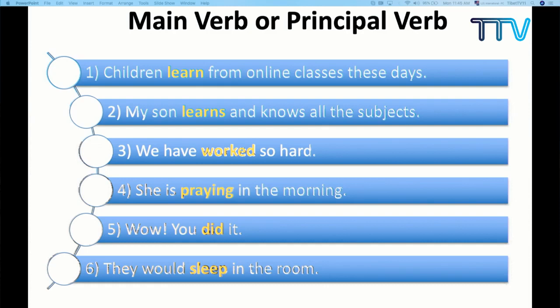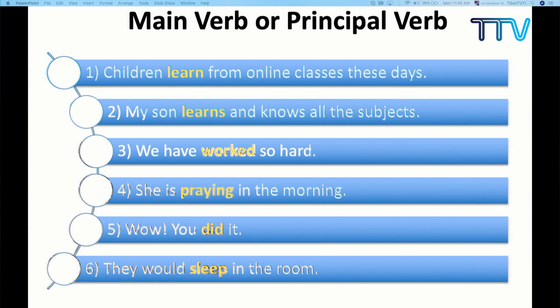Now if you look at these, it always comes right after the subject. You got it? And these are the main verbs, the principal verbs. And if you look at sentence number 5, this is just an example.